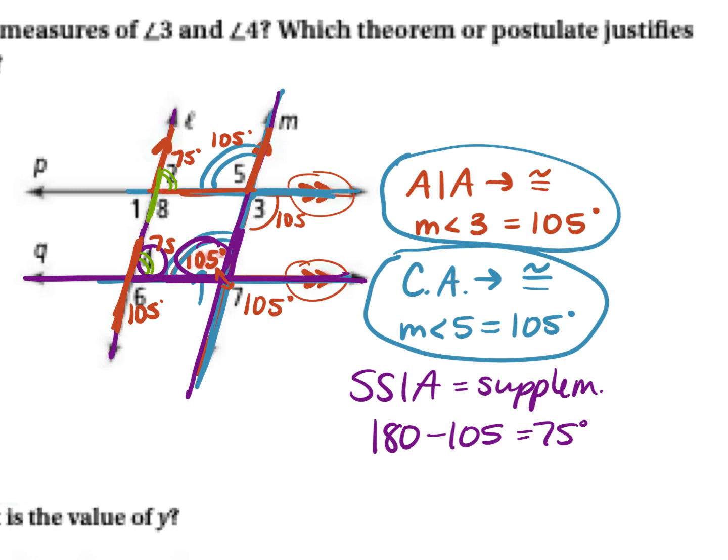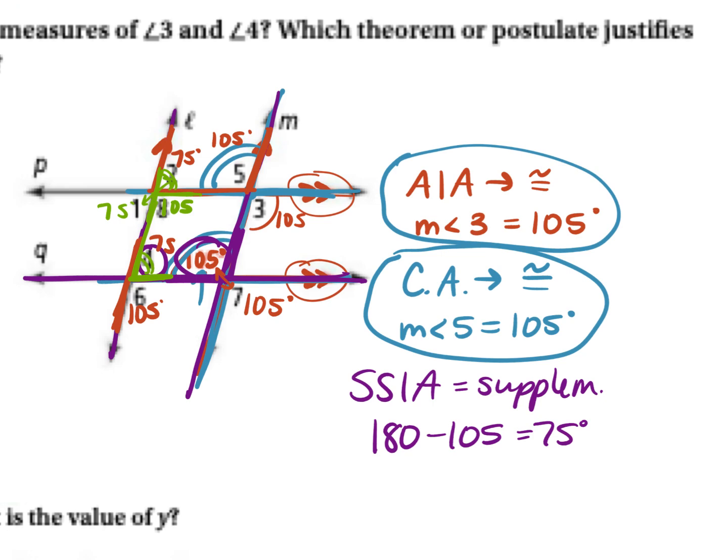8 is a linear pair there, or same side interiors with 4. So 8 is going to be 105. And then 1 is vertical to angle 2, so that's going to be 75 also. So you can see every single angle in this whole problem is either 105 or 75.